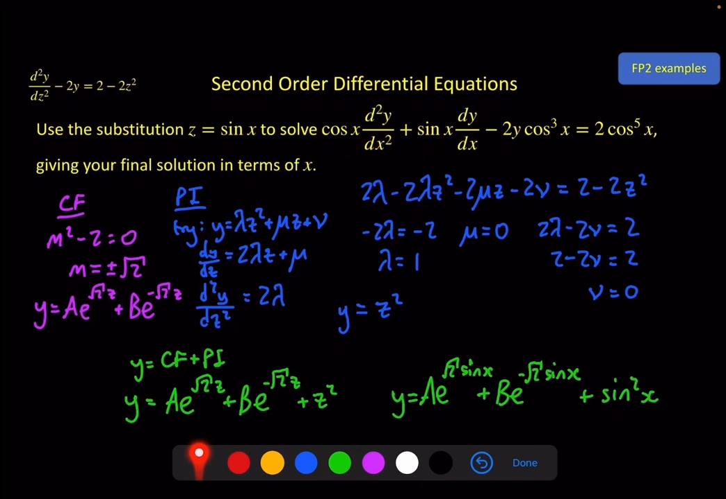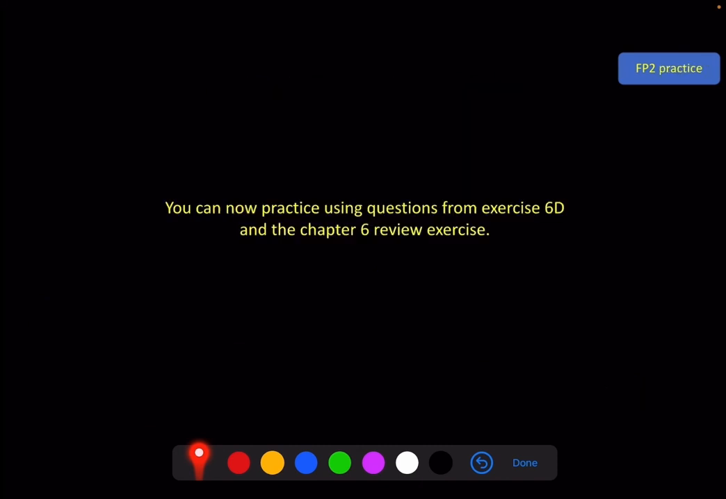So if you haven't already done so, you can now try exercise 6D, the other 4 questions, and all of the chapter 6 review exercise. If you need more practice on this, the challenge questions from this point to the end of the chapter all focus on substitution as well. Maybe I'll see you in chapter 7.